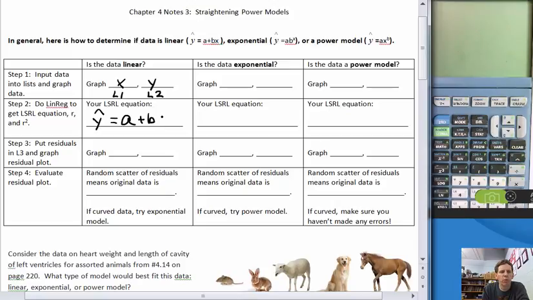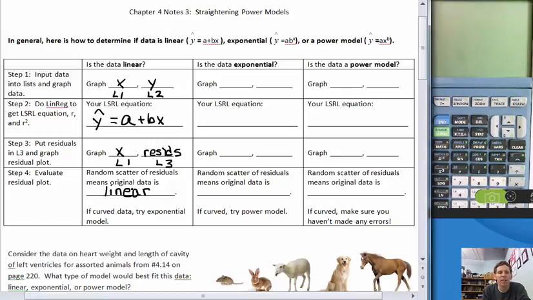The next thing we do is put the residuals in your calculator in list 3 and graph your residual plot. Specifically, we're continuing to graph the x values, but instead of graphing the y's, we're going to graph your residuals. Again, usually your residuals are in list 3, so this is a graph of L1 and L3. And your final step, we evaluate this residual plot. If you see a curve pattern in your residual plot, that means your data is not linear. Random scatter, on the other hand, means that the original data is linear, and usually that also means we're kind of done with the problem.